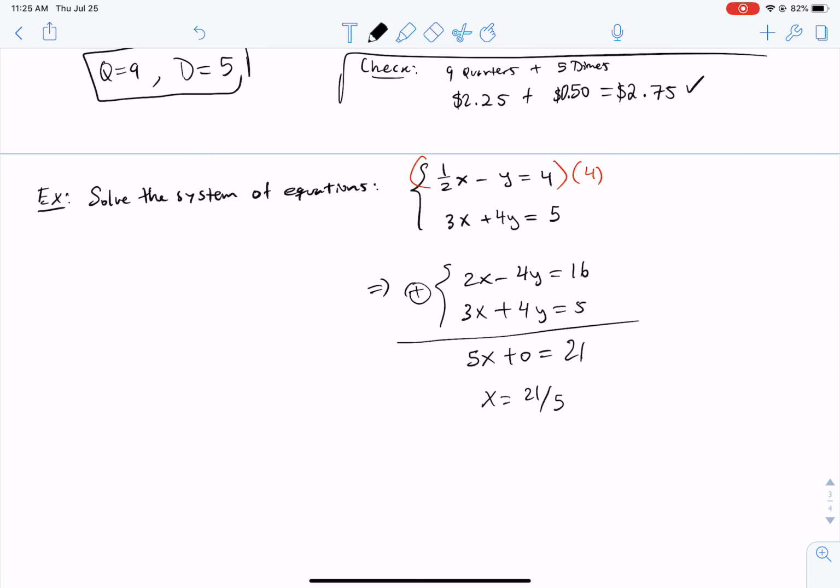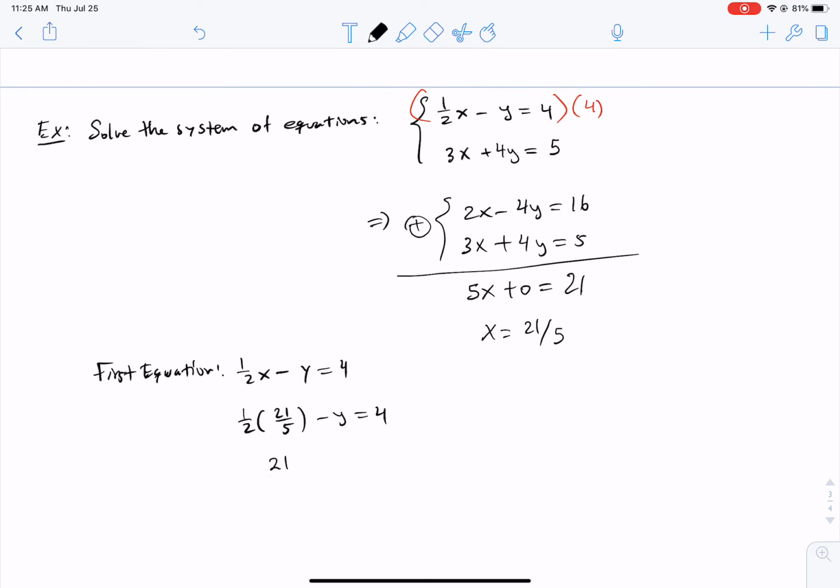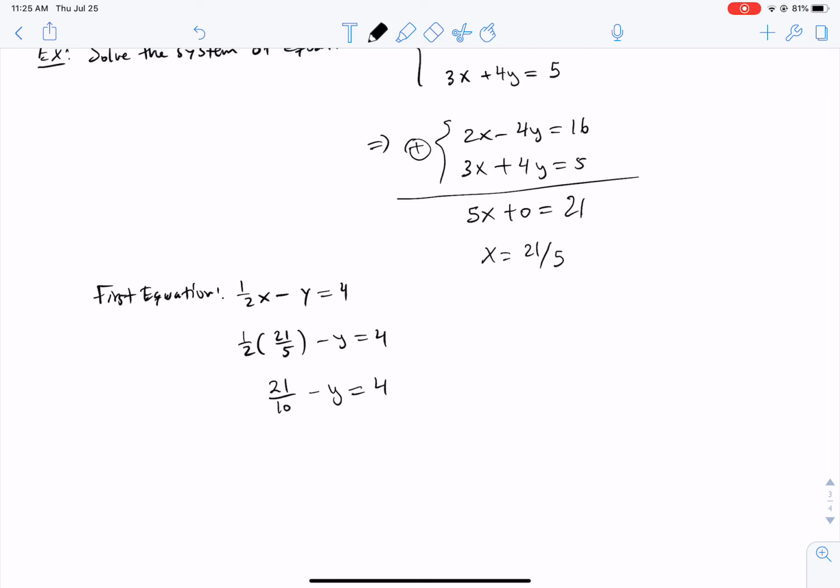Well, we can use any one of the original equations, right? So imagine that you use the first equation. The first equation was this: 1/2 x minus y equals 4. But we know that x here is 21 over 5, minus y equals 4. So we have 21 over 10 minus y is equal to 4.